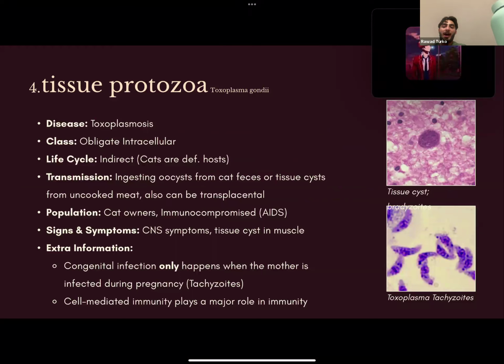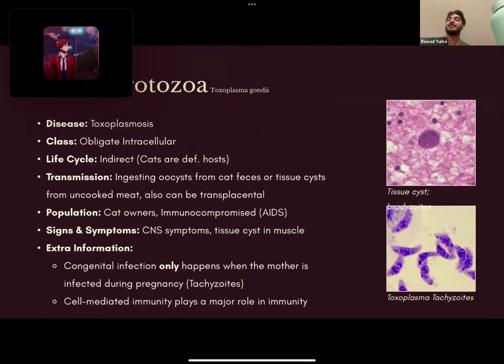This is Toxoplasma. Now, I like to think of Toxoplasma as the cat disease. So that's how you guys probably think about it too. So this is the cat disease. Okay. Toxoplasmosis, that's the disease. It's an obligate intracellular protozoa.